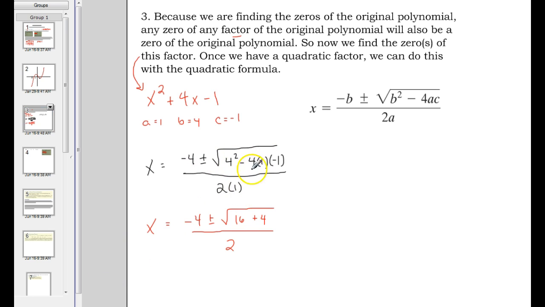All right, 4 squared is 16. Negative 4 times 1 times negative 1 is positive 4. Over 2 times 1 is 2. And then simplifying that, 16 plus 4, I get 20. And then we have to simplify the radical. It's very important that you know how to simplify radicals.